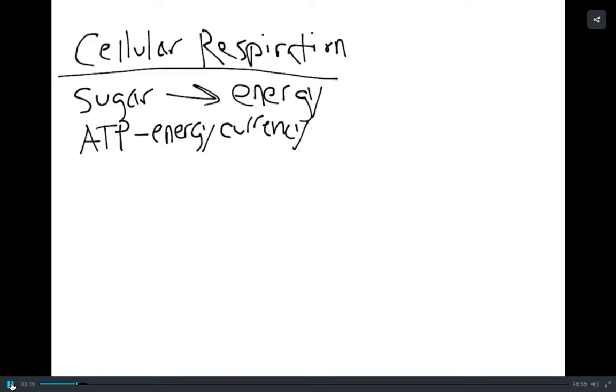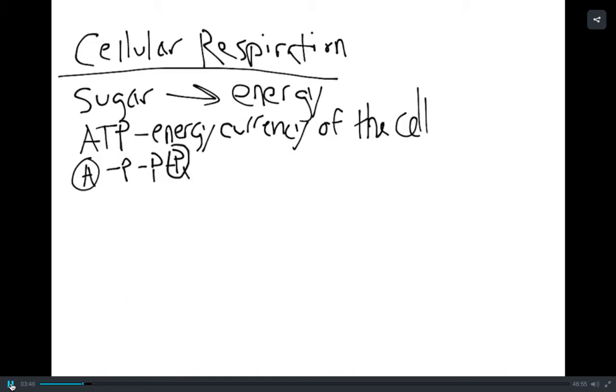So this is the energy currency of the cell. ATP stands for adenosine triphosphate. It's an adenosine molecule and 3 phosphate groups. When our cells need energy for one of those processes, they can break off one of these phosphates, and that's going to release energy.